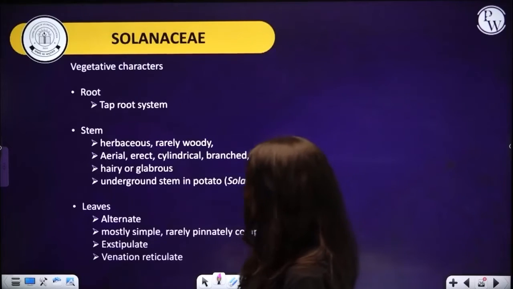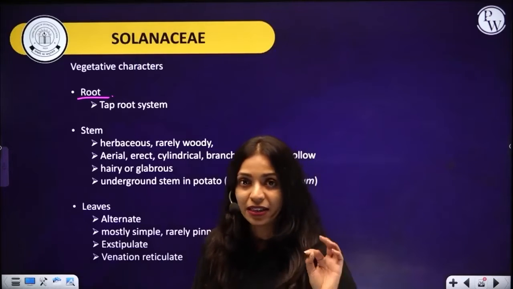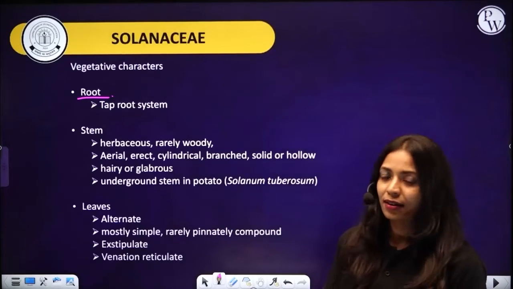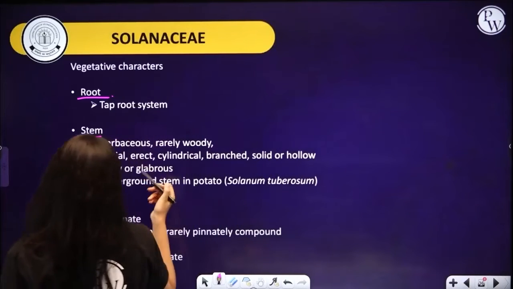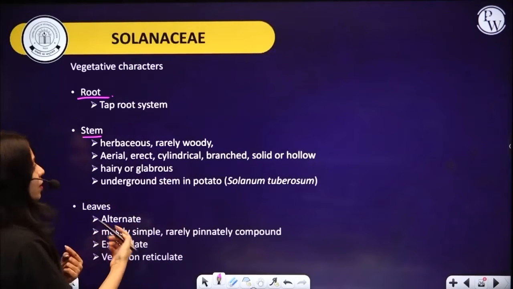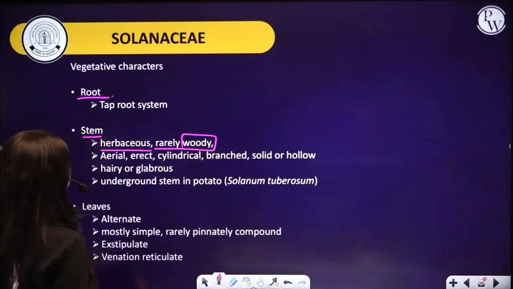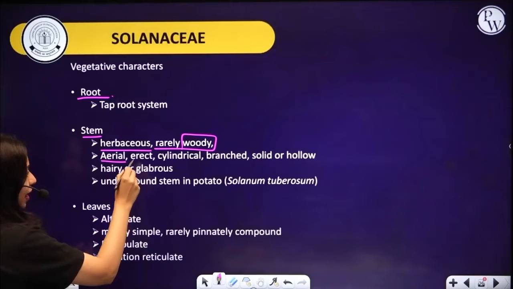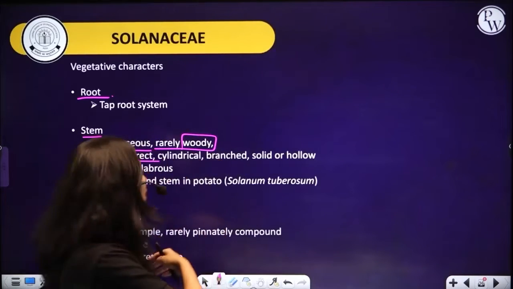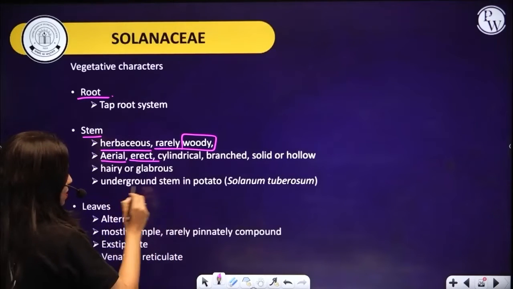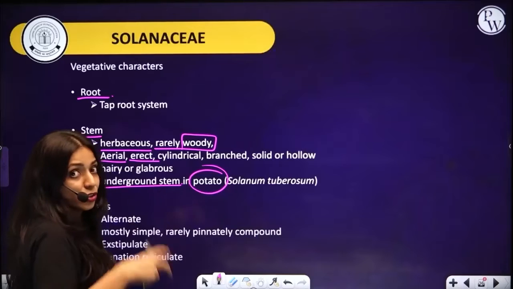Talking about the vegetative characters, root. Since this is a dicotyledonous family, the root here obviously has to show taproot system, right? So that is what it is. Stems, like I already discussed before, in the habit, it can be herbaceous. Very rarely it is woody. It may be aerial, which is the stem will be above the ground. Sometimes, like in potato, the stem is underground, right? It forms a tuber underground.